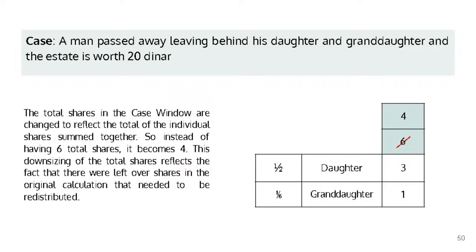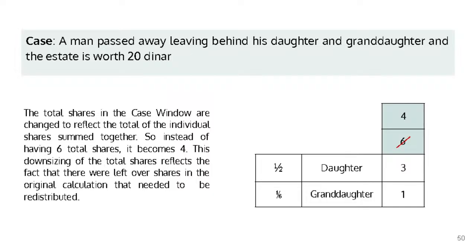So we're going to have to redistribute because daughter and granddaughter are not spouses. So how do we do that? You see how over here the base is supposed to be 6, but the total shares are 4. So we change the base from 6 to 4. Right? So it's the opposite. When we did Awl, we had to make it bigger. This one, make it less.